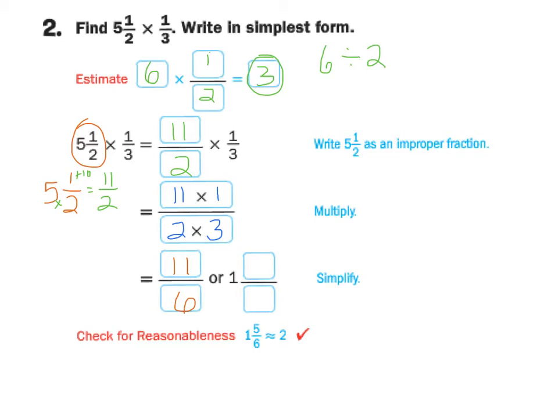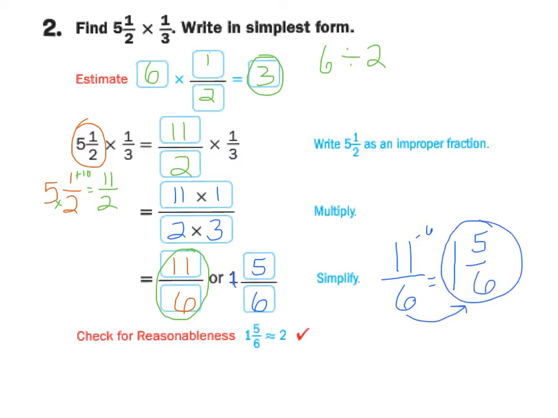Now this is an improper fraction. I can't leave it like this. So how many groups of 6 can I take out of 11? Well, I can take out one whole group, and then I'd have 5 left over the 6. So again, 11 over 6. I'm going to see how many groups of 6 I can take out. I can take one whole group out, so I'm subtracting 6. 11 minus 6 is 5, and my denominator just comes straight over. That's where I got my 1 and 5/6.